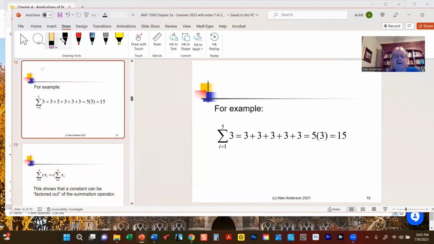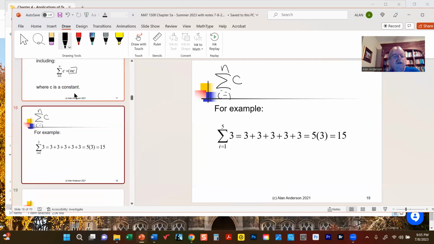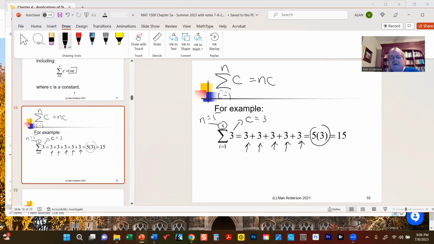Let me just quickly remind you what the rule is. The sum of all the c's is nc. So here, c is 3 and n is 5. So I'm just adding up 3, 5 times. So of course it stands to reason that I end up with 5 times 3, which is 15, or n times c. All right, well, that was easy.